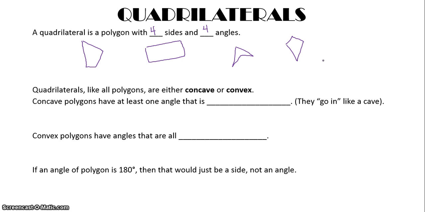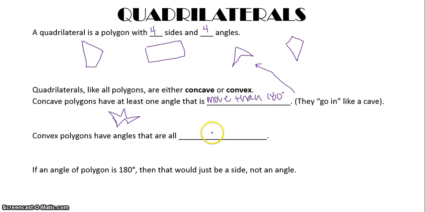Any type of polygon can be considered concave or convex. So concave polygons have at least one angle that is more than 180 degrees. And they go in like a cave. So that would be an example of a concave quadrilateral. You could have a shape like this that is not a quadrilateral, but it would still be concave.